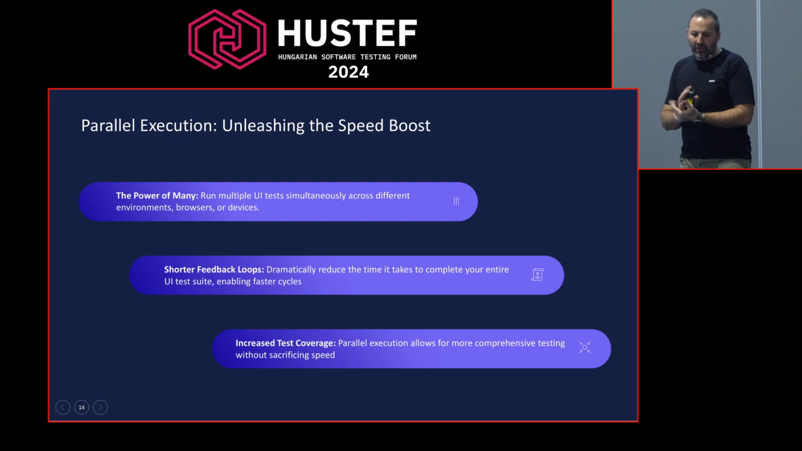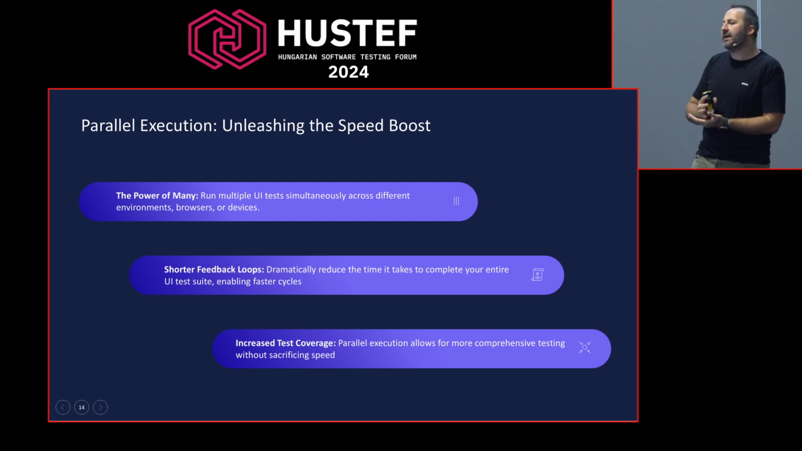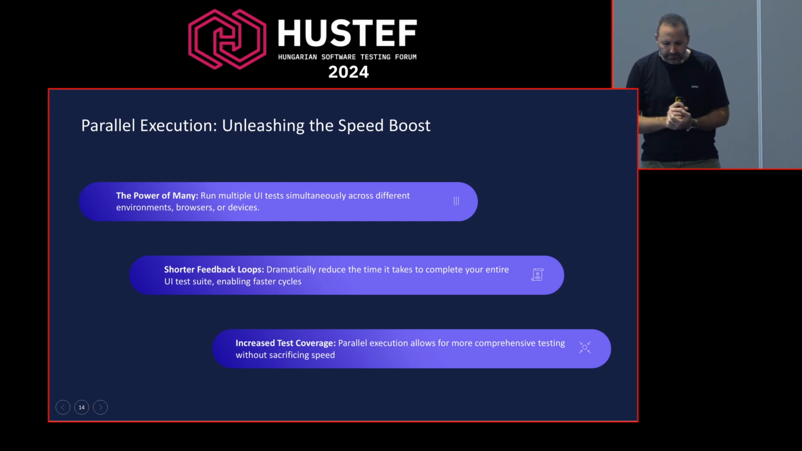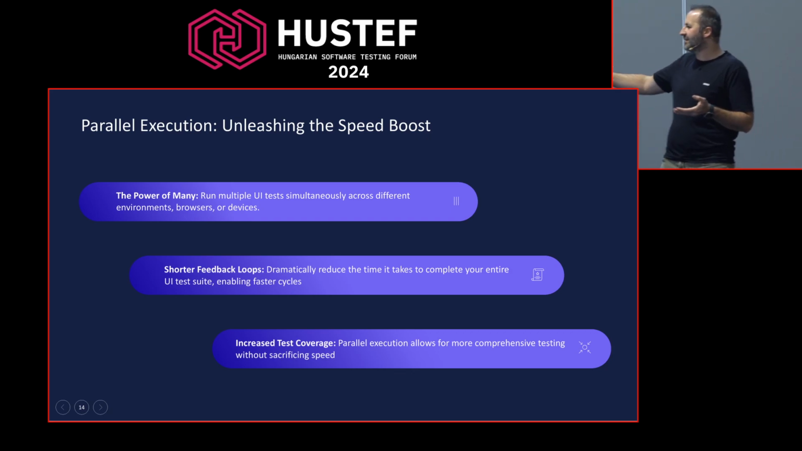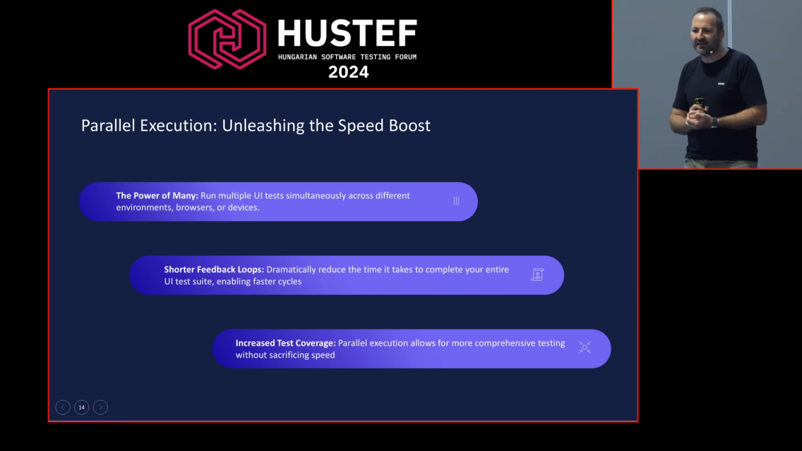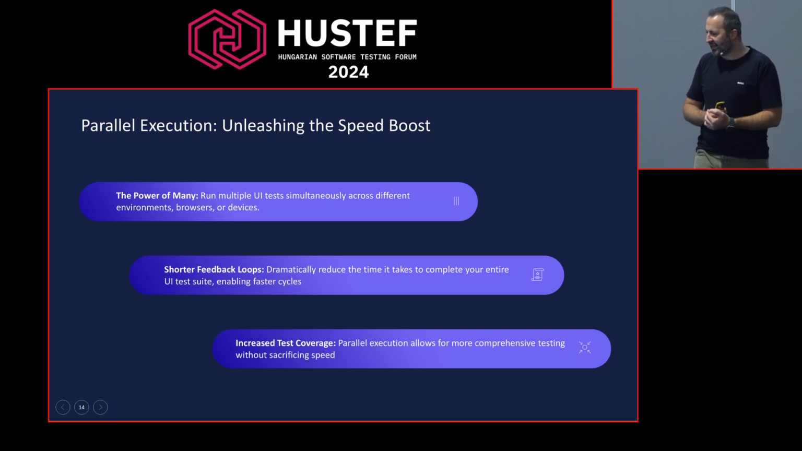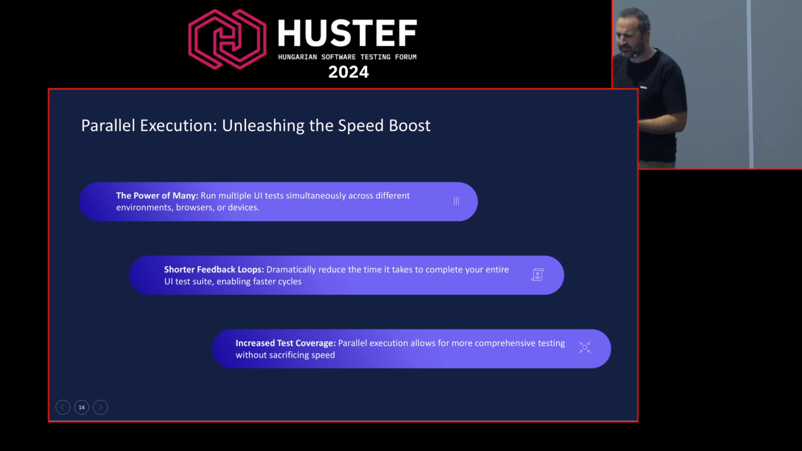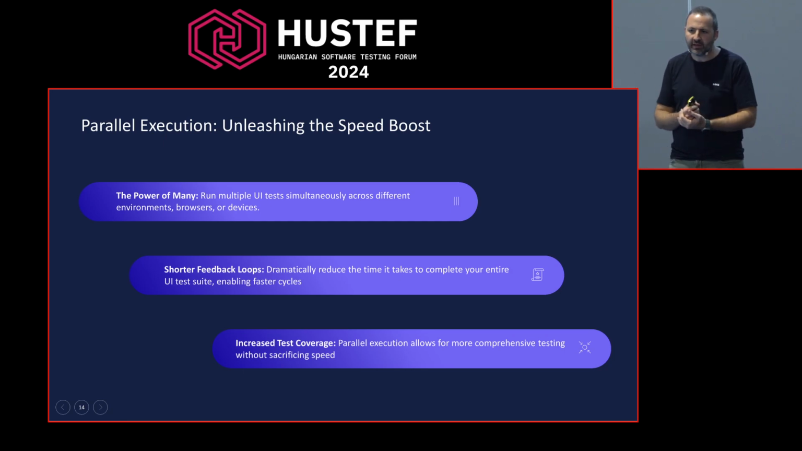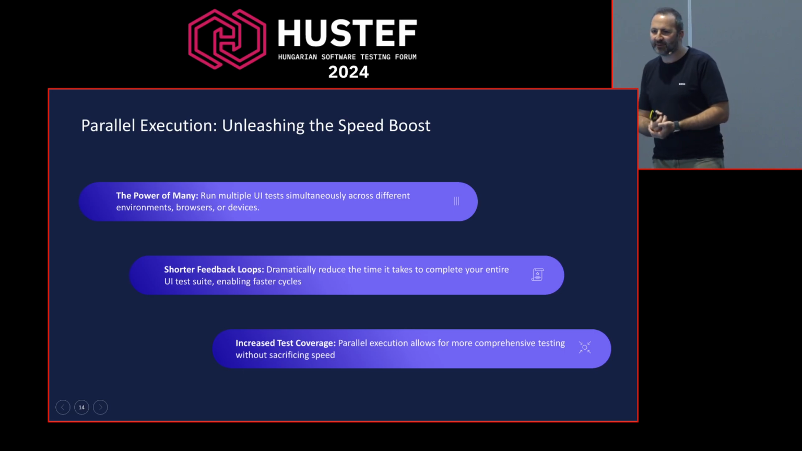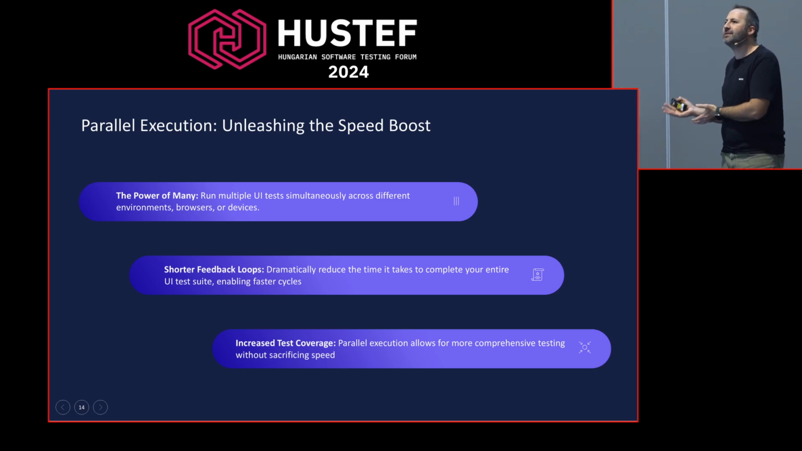Okay, parallel execution is basically speeding up your testing time. The power of many: the more threads you add, the faster you will get the results. So how many threads can you add? As many as you want, as much as you have money, because you need a stronger machine to run them. Again, this is a very interesting dilemma, because you can run 10,000 tests within 10 minutes, but it will be very expensive. So it also should fit the business need.